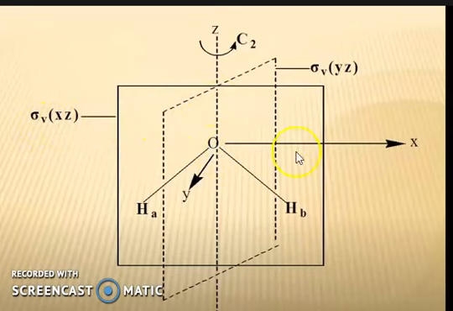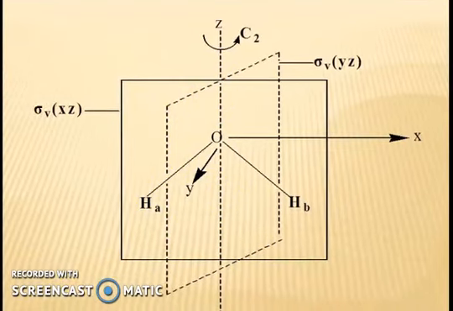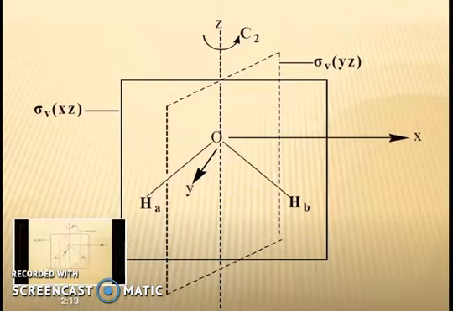So this is the x axis, this is the y axis and the z axis, and the rotation is performed along the z axis. As it is a 180 degree rotation, we call it the C2 axis of rotation. Here the water molecule is shown with the C2 axis of rotation, and the two sigma V planes are also shown. As we discussed, it contains four symmetry elements, that is E, C2, sigma V and sigma V prime, and it can be visualized from the figure here.